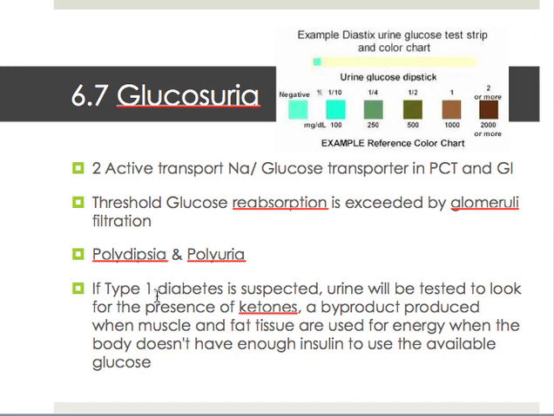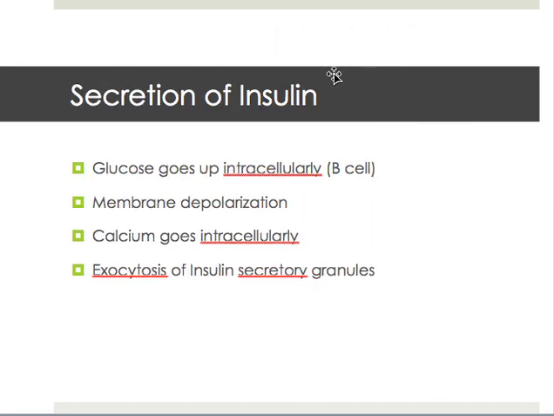Sometimes diabetic patients, IDDM patients, will be testing their urine for the presence of another family of compounds known as ketones. Ketones are a byproduct that is generated when muscle and fat tissues are used for energy instead of glucose. The process in which insulin is secreted is actually very straightforward.